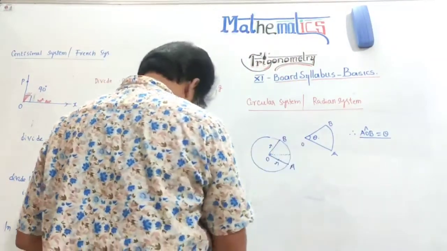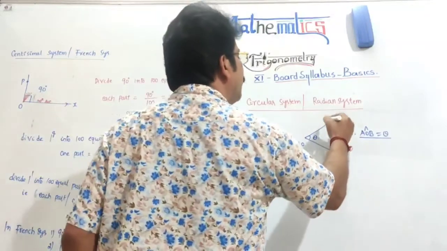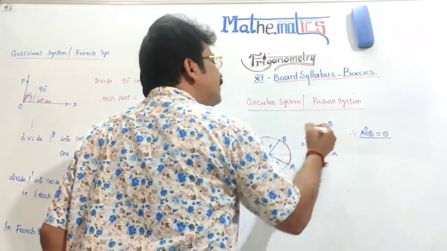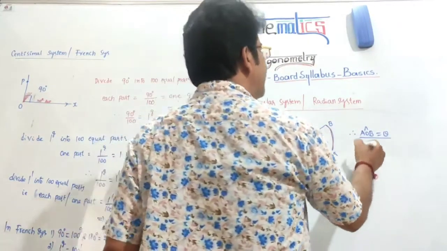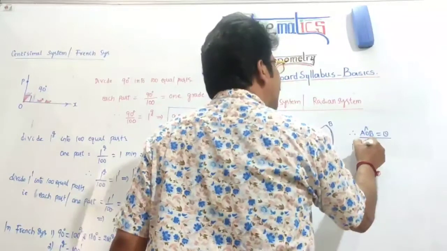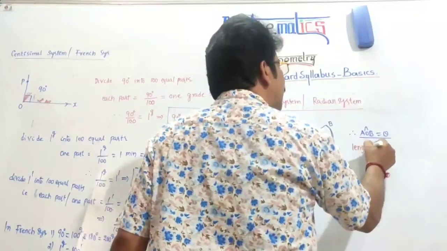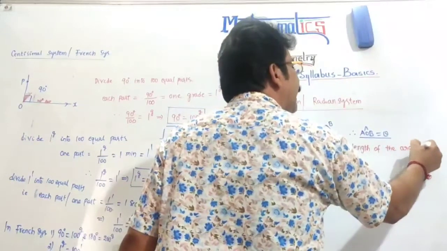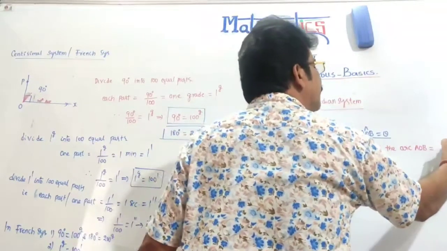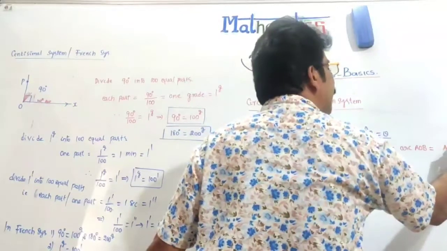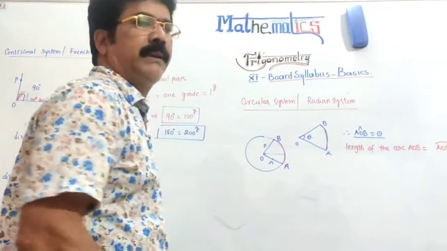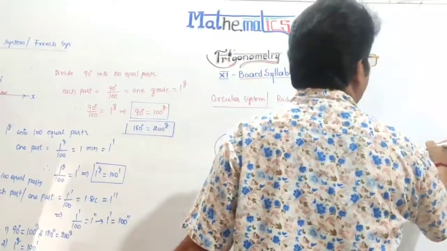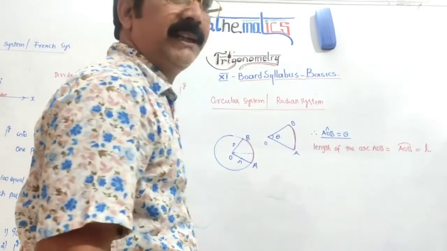What is this one? This is the length of the arc. It is denoted by length of the arc AB. Simple notation, AB, like that. It is the notation for the length of the arc. Generally, the length of the arc is denoted by small l.